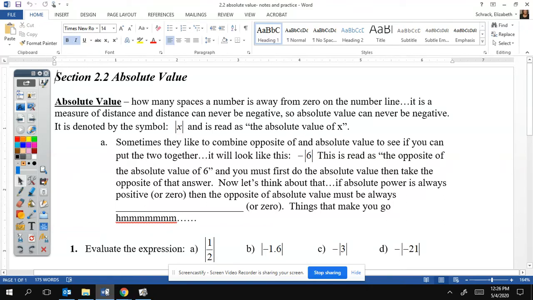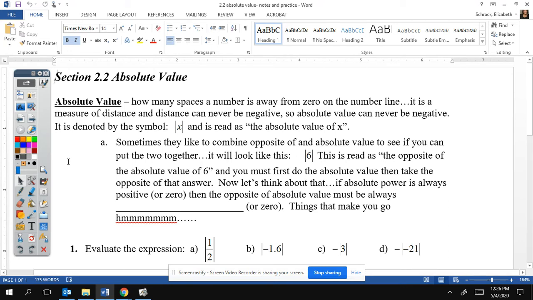Hi guys, we're going to start the next section in chapter 2, which is absolute value. Absolute value is very similar to opposites because we are thinking about numbers in relationship to 0 on the number line. So absolute value is just about how many spaces that number is away from 0 on the number line.